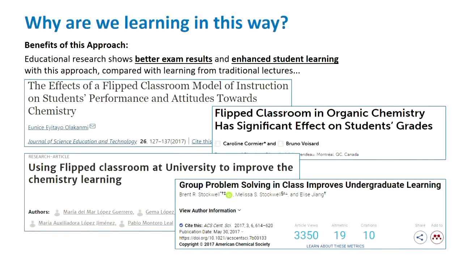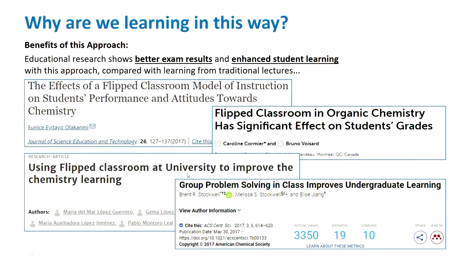Another reason why we're learning this way, if you read educational literature, so there are people who research education and what works well and what doesn't work well, they've actually found that this flipped model, where you learn on your own beforehand and then you discuss with people, is actually better. It gives people better exam results and it enhances their learning.